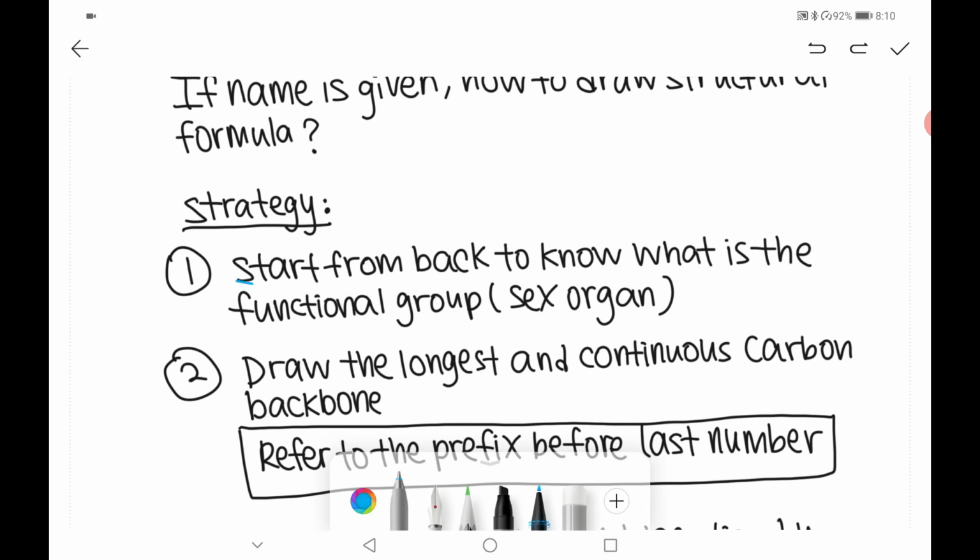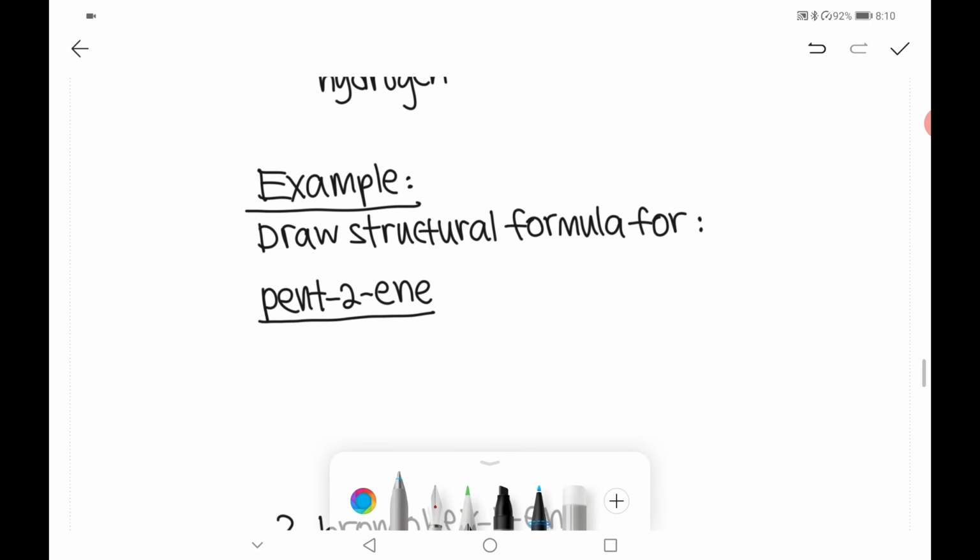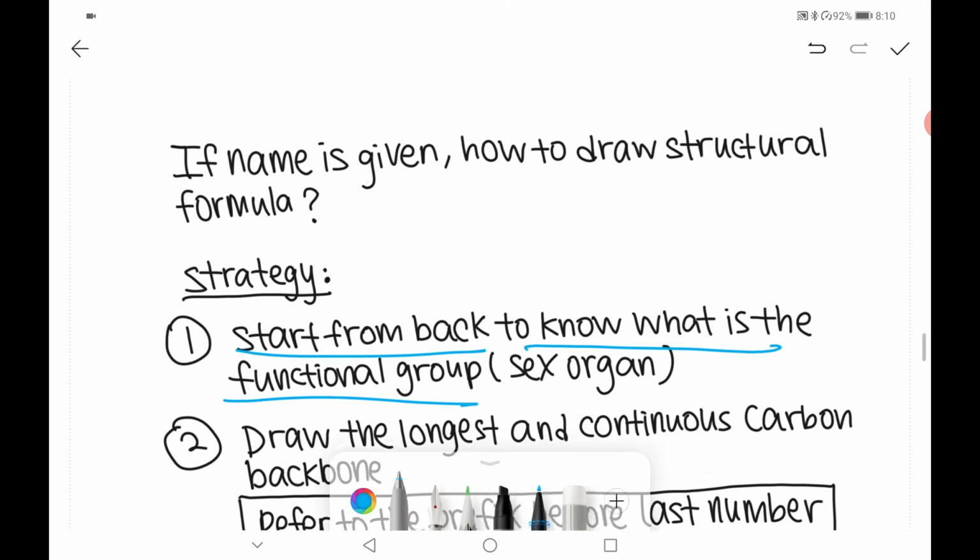Start from the back to know what the functional group is. For example, you see pentene. Start from the back: "ene" means it's an alkene. So when this is an alkene, you know you have a carbon double bond. That's it.